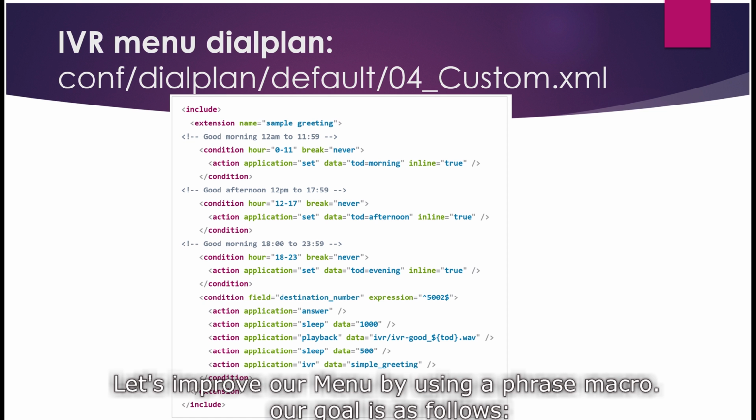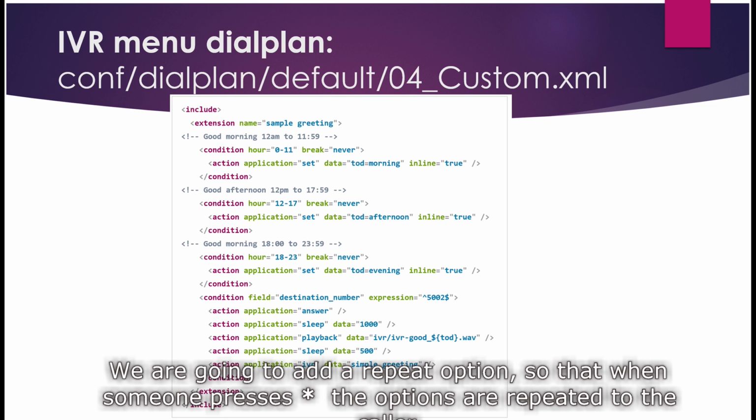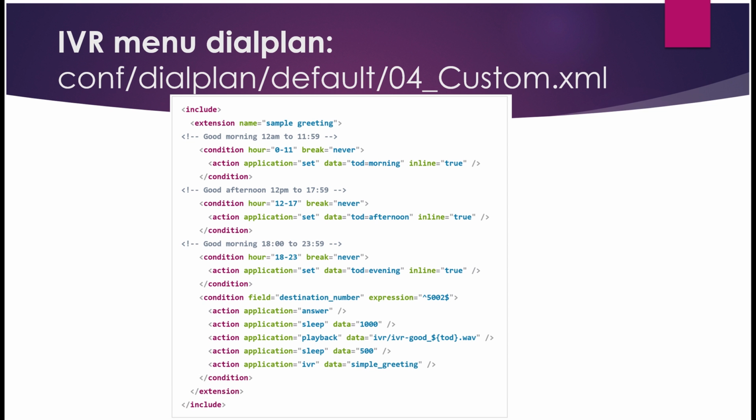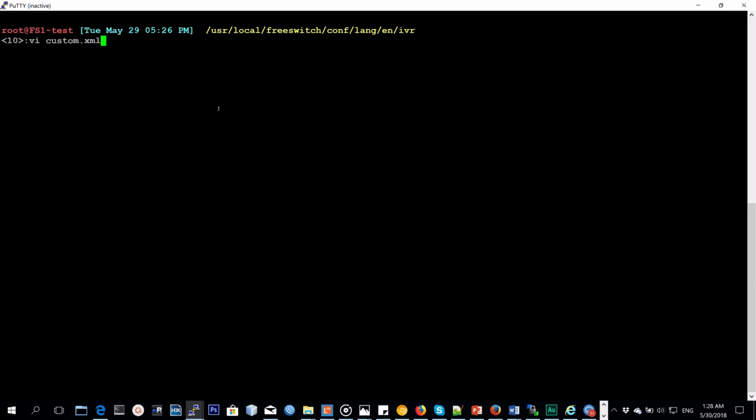Our goal is as follows. We are going to add a repeat option so that when someone presses star, the options are repeated to the caller. We have to skip the greeting when somebody is just repeating the options. Clean up the readability of our dial plan. As you can see, using a phrase macro accomplishes all this.